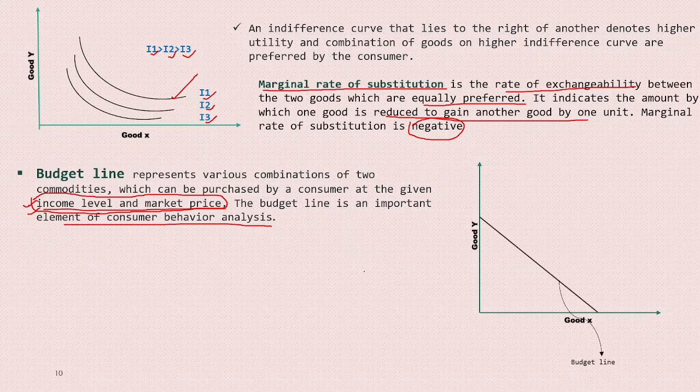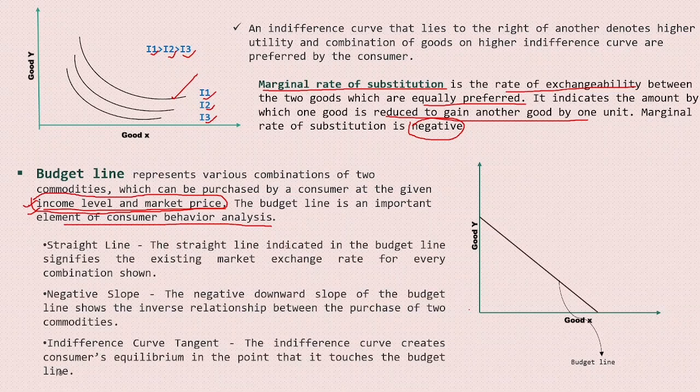Now we can see the budget line in the graph, with good X and good Y given. It is a straight declining line. Now the properties of the budget line. First, it's a straight line, which indicates that the budget line shows the market exchange rate for every combination. Then it has a negative slope, which shows there is an inverse relation between the two commodities purchased. If I buy more of X, I will automatically have to purchase less of Y. So it indicates an inverse relation between the two commodities.